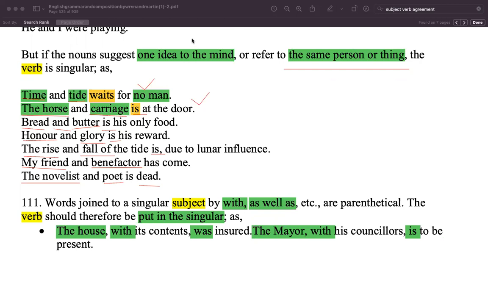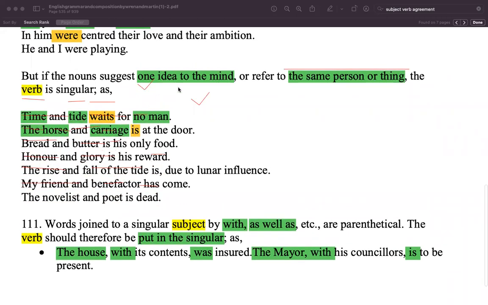So in the first example, time and tide waits for none. Waits for no man. So time and tide are two different things. Then how are they referring to the same item? It is stated: if the nouns suggest one idea to the mind. One idea to the mind means time does not wait for anyone. Tide also doesn't wait for anyone, does it? No. Then both are indicating one thing to the human being, or two things?